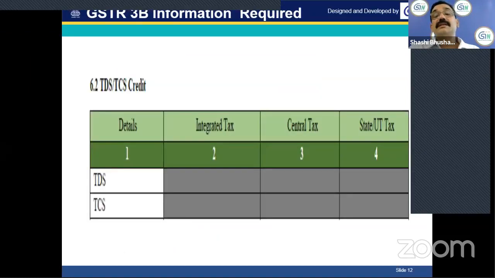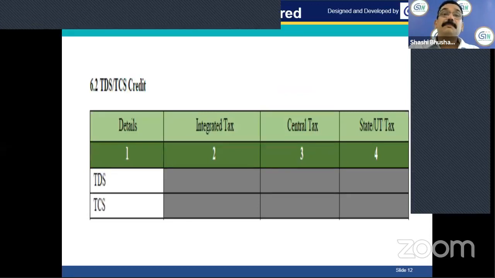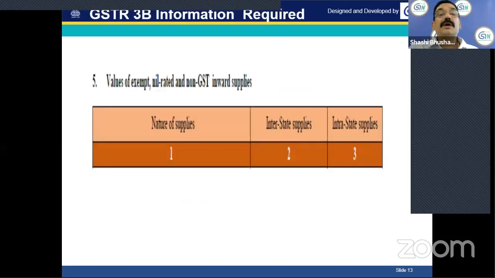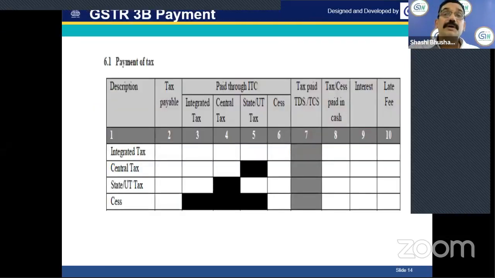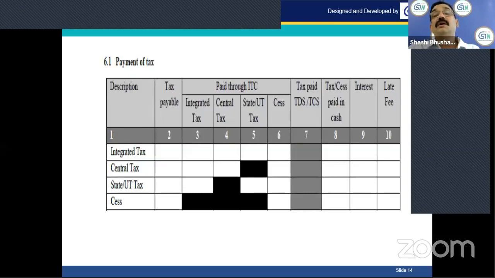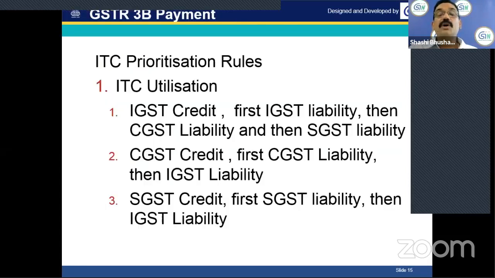Now TDS and TCS credit, there is a table which people have to declare on their own. Presently, these provisions are not applicable, so for the month of July, you will not be required to furnish this information. Then there is one table for furnishing the inward exempt, nil-rated, and non-GST inward supplies. Once you have furnished all this information, the tax computed on the basis of these declarations has to be paid either by ITC or by cash payment, which will be available in your cash ledger. The ITC which you declare will go to your ITC ledger, and then you can make payment accordingly.